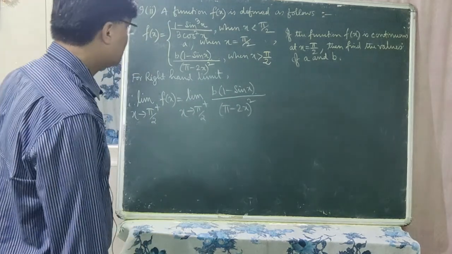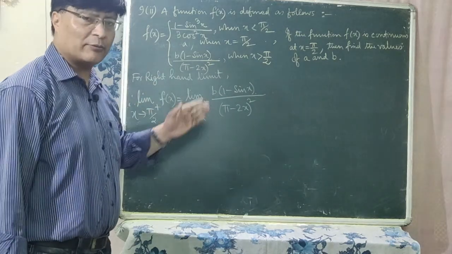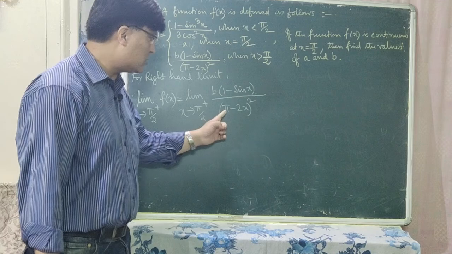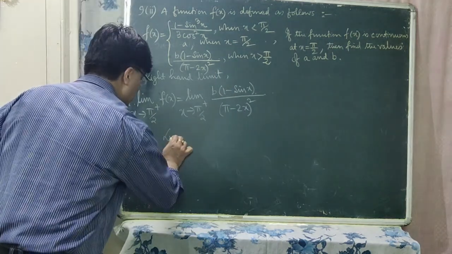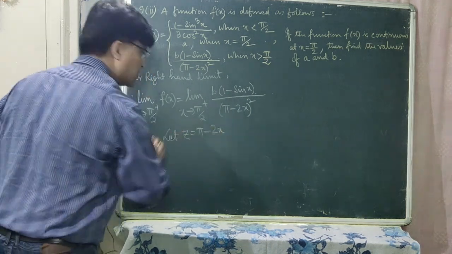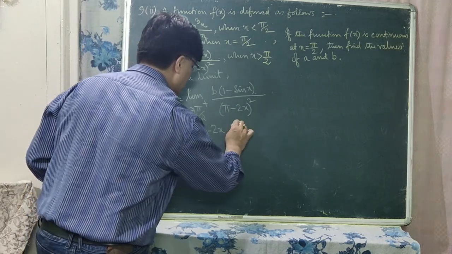Okay. So how can you find out the value of this limit? You know how to get the limit. You have to convert it to standard form. Let us do the method of substitution. So let us assume pi minus 2x as z, right? So let us evaluate it. Let z is equal to pi minus 2x. Let us get the value for x from here.